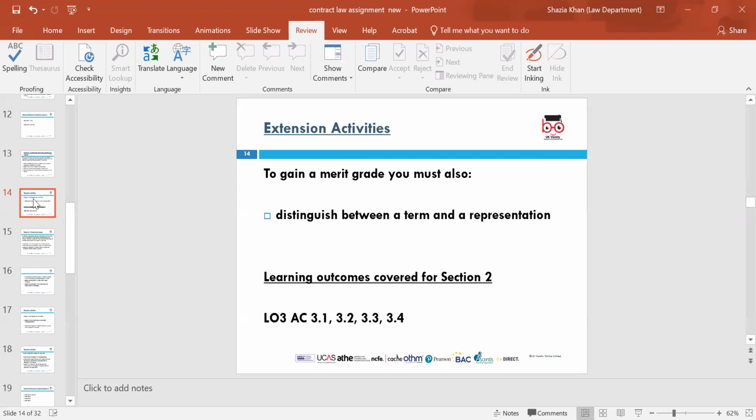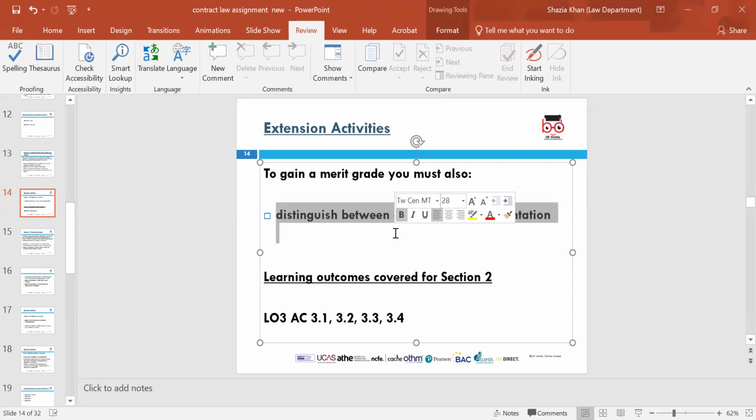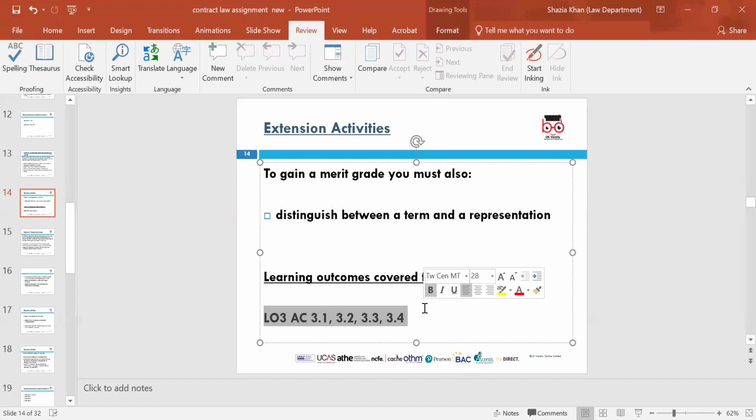The extension activity, so to gain a merit, you must also do this as an extra activity: distinguish between a term and a representation, and that would gain the merit for you that you want, okay? That is your own choice if you do the extension activities or not. Okay, learning outcomes covered for this section, which is section 2, is learning outcome 3, assessment criteria 3.1, 3.2, 3.3, and 3.4. And this will cover section 2 of this assignment.